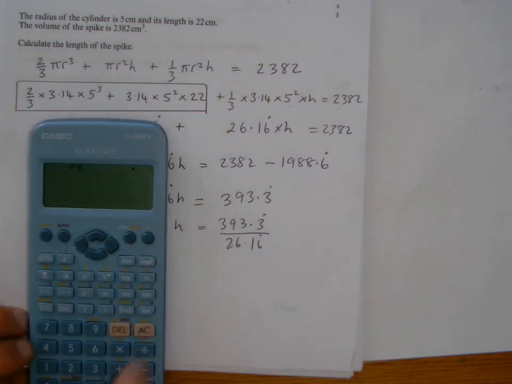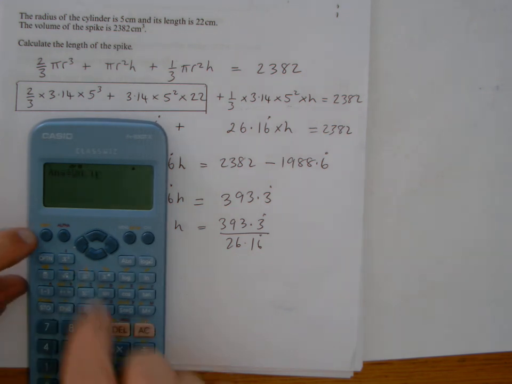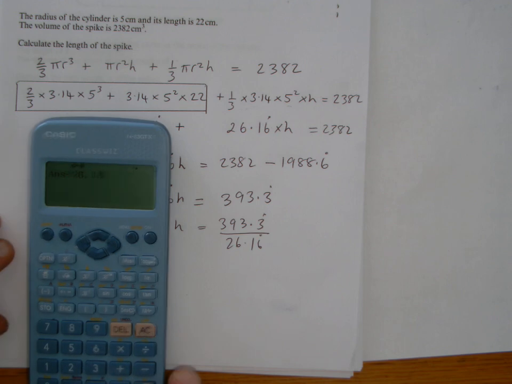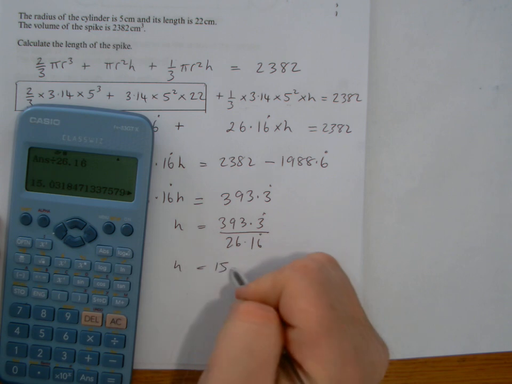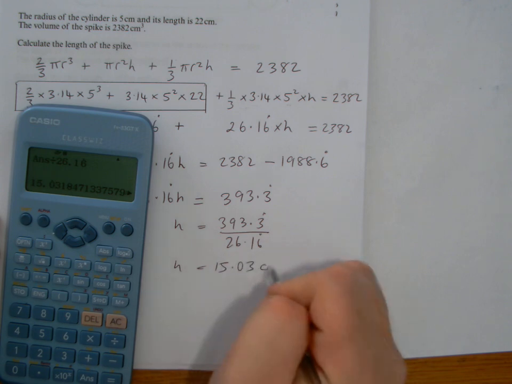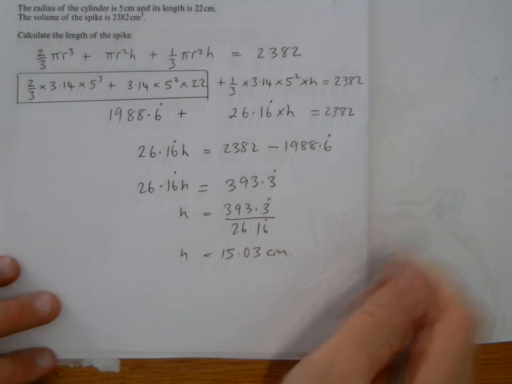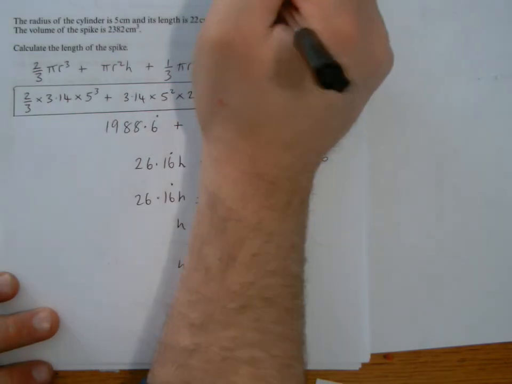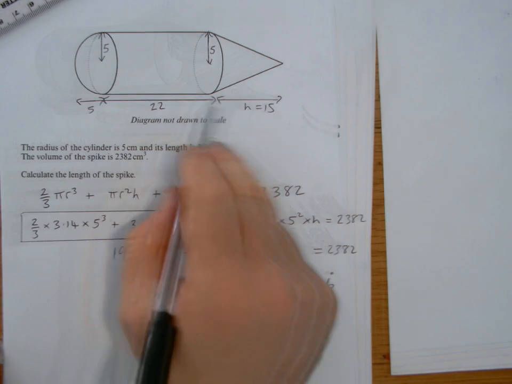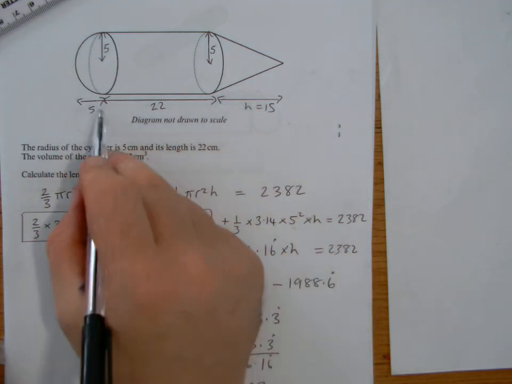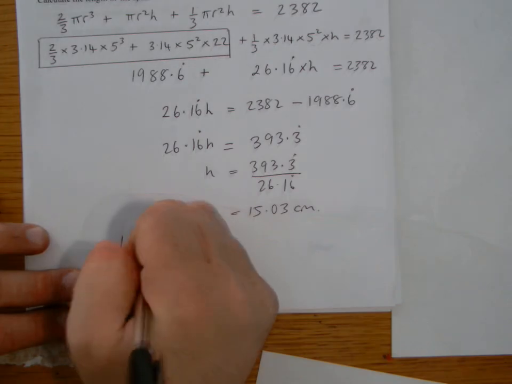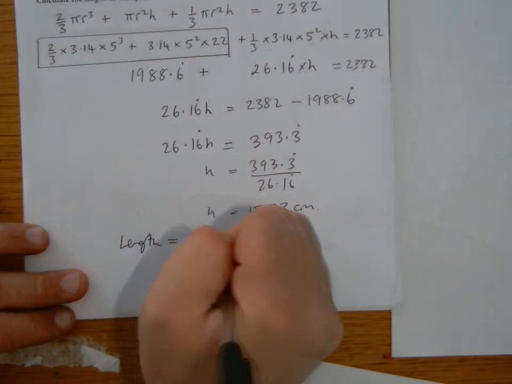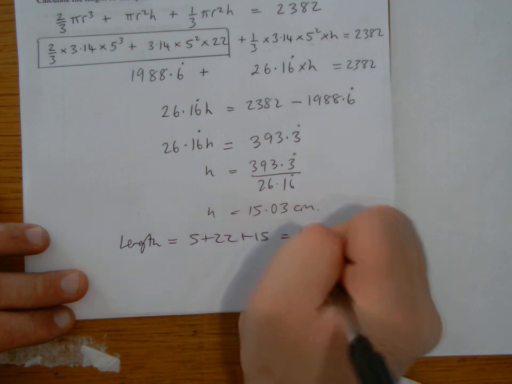So if I just do Ans divide by 26.1 and then press shift and that button for the recurring, 6, press equals, and I get H to be pretty much 15.03 centimeters. So we know that's 15. In terms of the overall length here, so I know that's 15, it's just got to add them up. So 5 add 22 add 15, so the length will be then 42 centimeters.